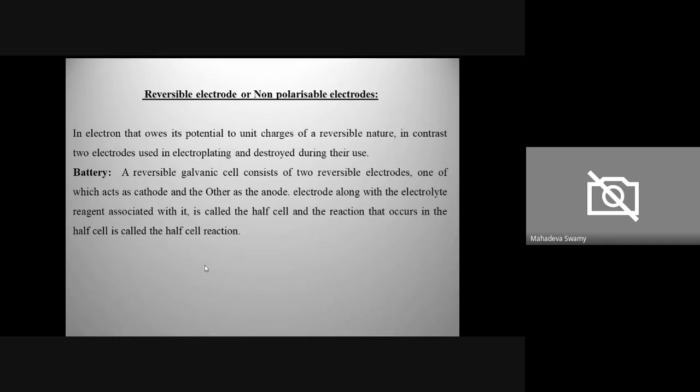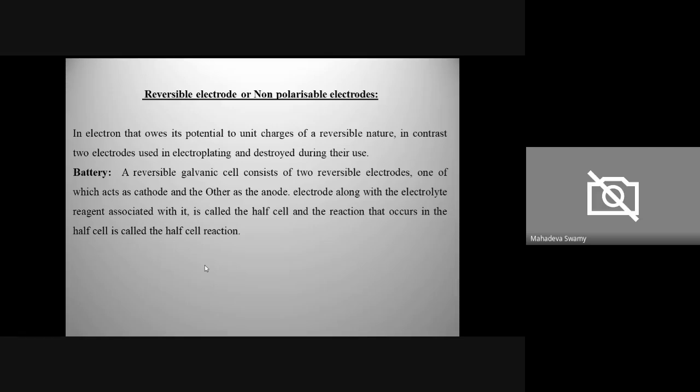Reversible electrode. What is this reversible electrode? Again, we have to discuss some introduction about this reversible electrode. In electrodes, the potential is of a reversible nature. In contrast, electrodes used in electroplating are destroyed during their use.